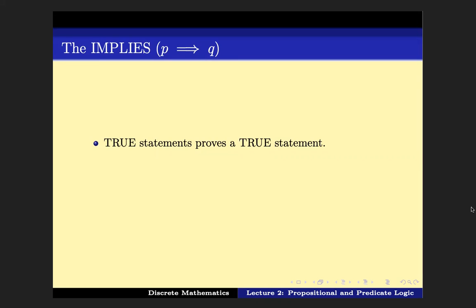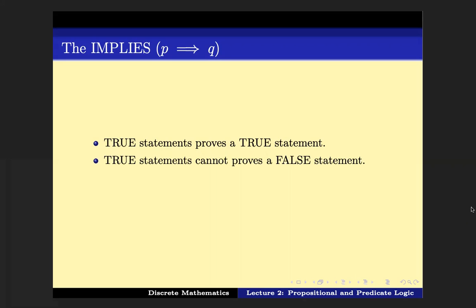The first thing they said is that a true statement always ends up saying a true statement. So if I start from a true statement, I will always end up saying a true statement. I cannot prove a false statement from a true statement. This part is not problematic. People accepted it. That means if I have a true statement, I cannot end up proving a false statement.